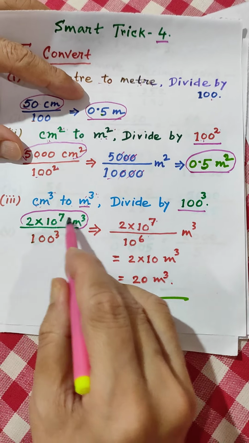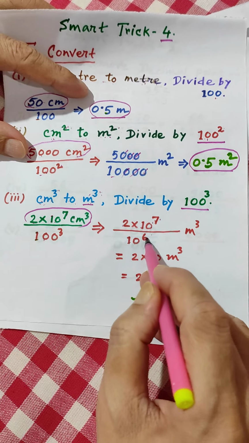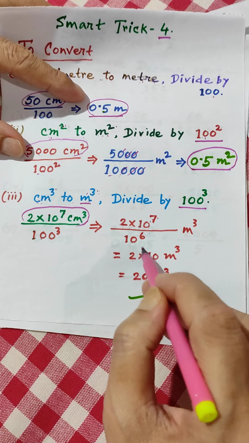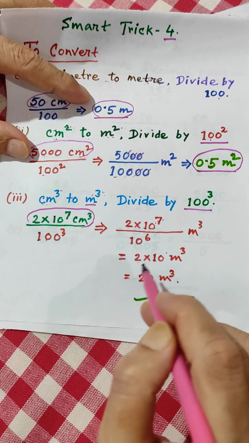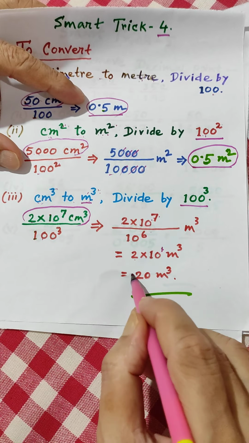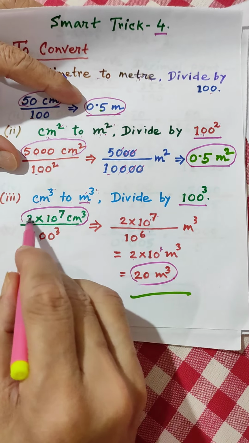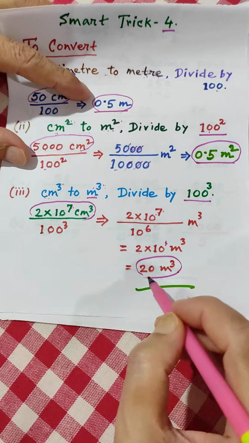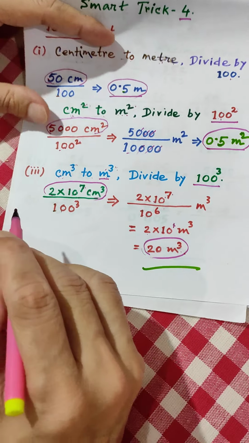So 2 into 10 to the power 7 divided by 10 to the power 6. So it becomes 2 into 10 to the power 7 minus 6, which is 1. 10 to the power 1 means 10. So 2 into 10 is 20 meter cube. So you see, 2 into 10 to the power 7 centimeter cube is equal to 20 meter cube.